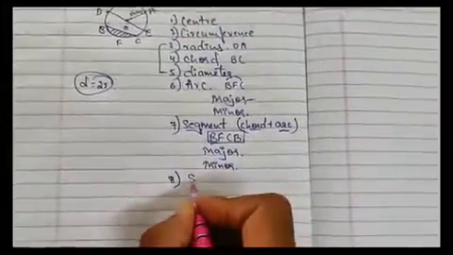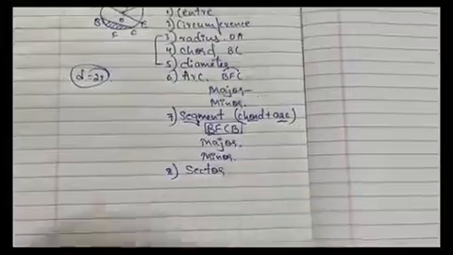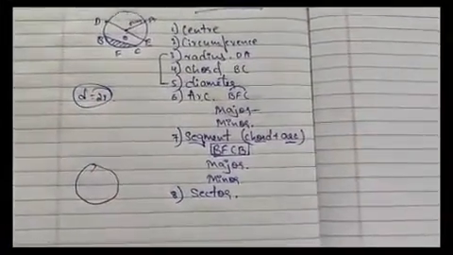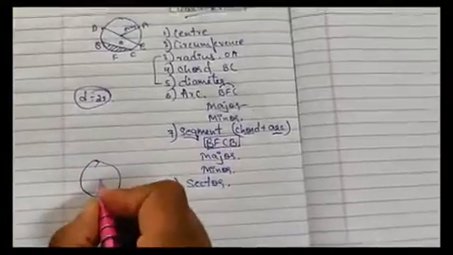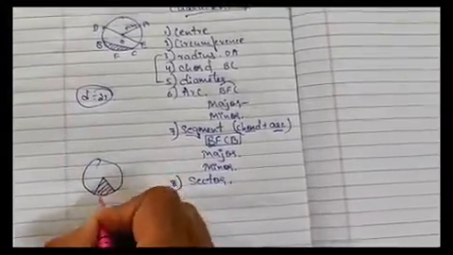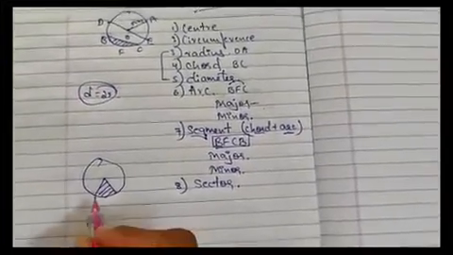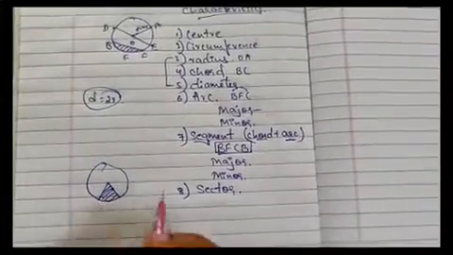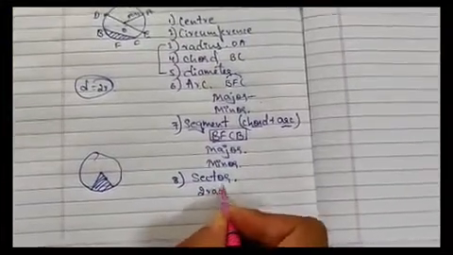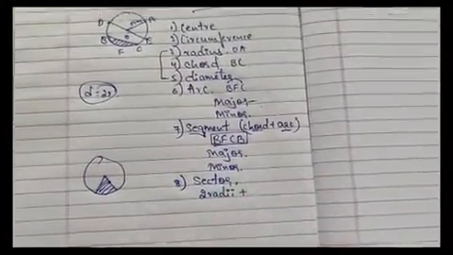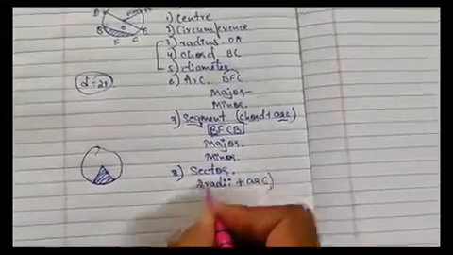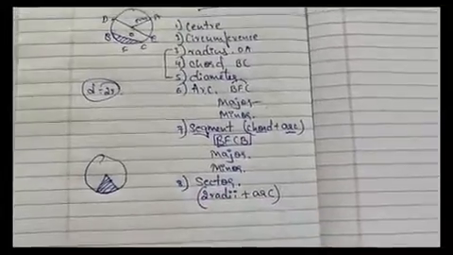8th characteristic, sector. What is a sector? Let me draw another diagram for you. As we eat pizzas, we have seen the slices of pizza. So this area is called a sector. Can you tell me what is included in this sector? Definitely there are 2 radii plus 1 arc. Together it forms a sector.